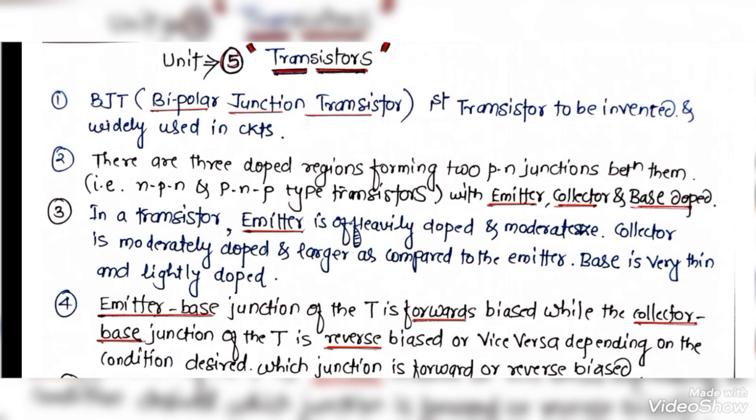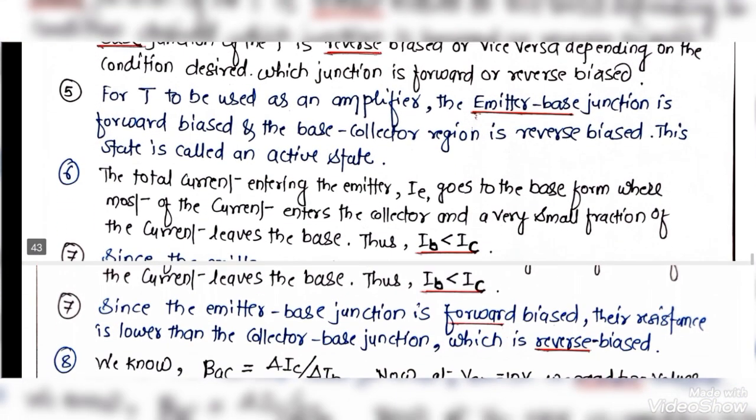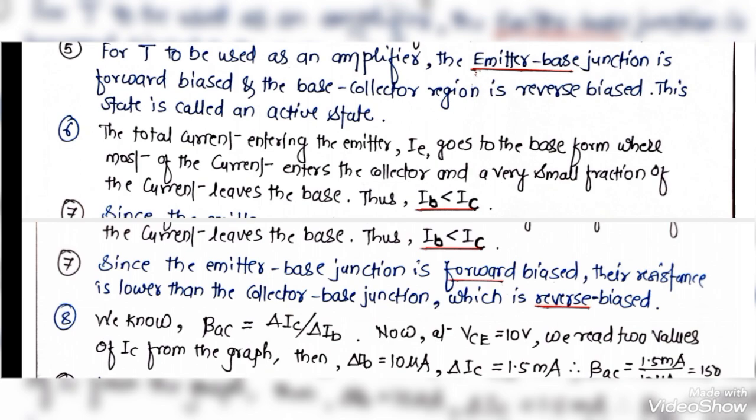Emitter base junction of the transistor is forward biased, while the collector base junction of the transistor is reverse biased, or vice versa, depending on the condition desired, which junction is forward or reverse biased. For a transistor to be used as an amplifier, the emitter base junction is forward biased and base collector junction is reverse biased. This state is called the active state.